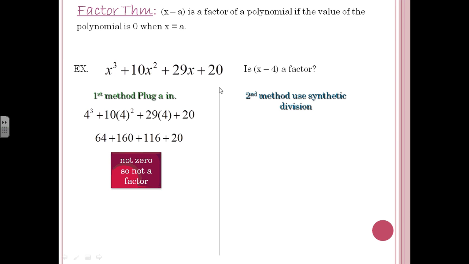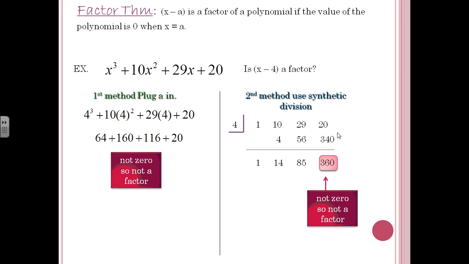If you couldn't tell right off the bat, you could use synthetic division if you wanted to, which is actually pretty quick once you set it up. At a certain point you realize that when you add these, you're going to get a number that has to multiply to 4. It's not going to be negative 20. It's actually going to be something quite large. So our remainder is 360, which once again, we already know is not 0, so it's not a factor.